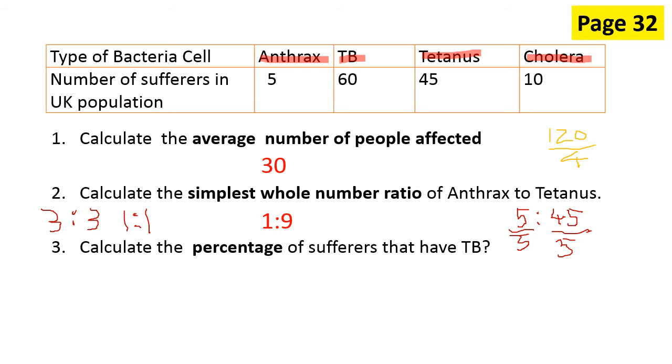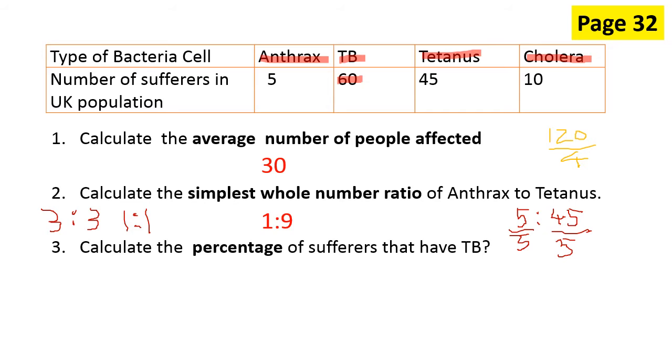Question 3, calculating percentages. Calculate the percentage of sufferers that have TB. So we look at the table again, and we find the table up here, and the sufferers of TB is 60. 60 sufferers of TB, but we know from earlier the actual total is 120. We had it over here, 120. And again, I've wiped it out, but it's 120.